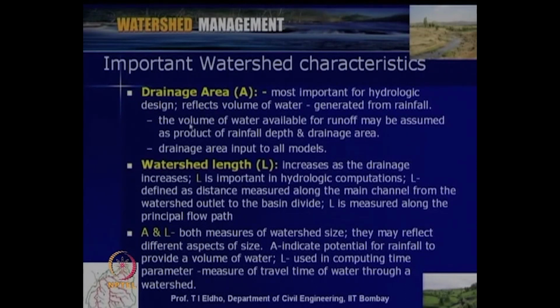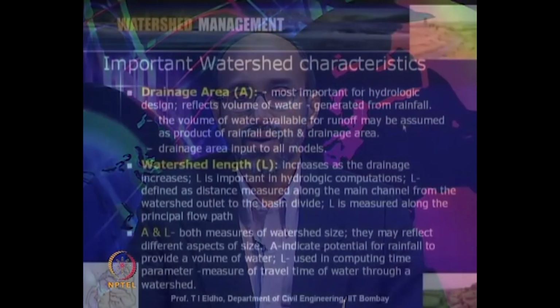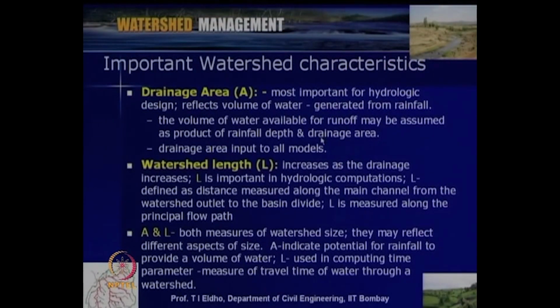Normally, the volume of water available for runoff may be assumed as the product of rainfall depth and the drainage area. This is a simple calculation, which may not be so accurate, but generally we can take the depth of water available multiplied by the drainage area as the volume of water available for runoff within the watershed. Of course, various losses will be there, so we have to consider the rainfall available, or so-called excess rainfall.